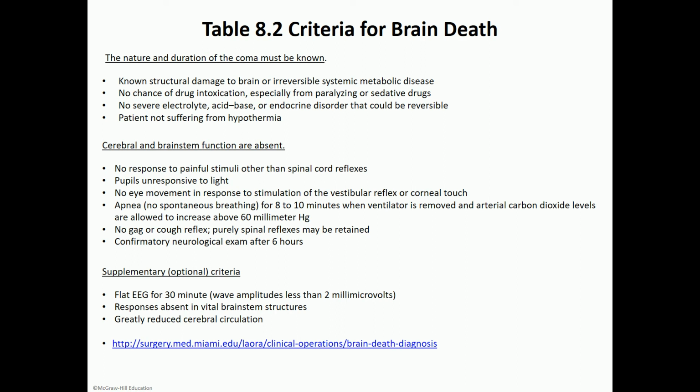Okay, you want to know the duration of the coma. Has it been 5 minutes? Has it been 5 days? What's the range of time that we're talking about here? So again, things can be treated if we know what the cause is.